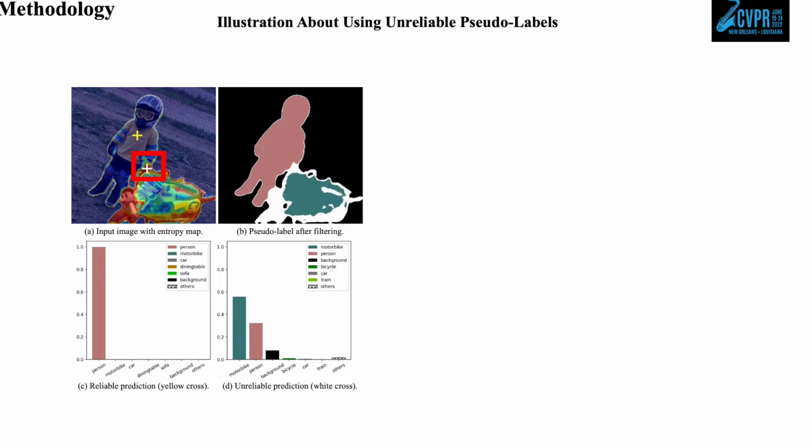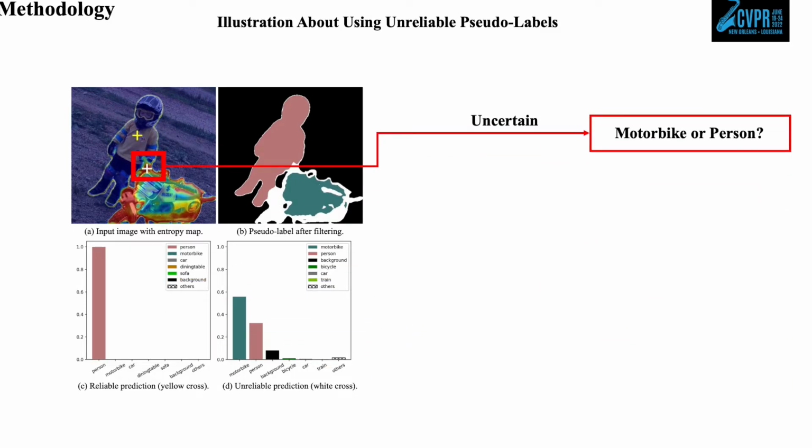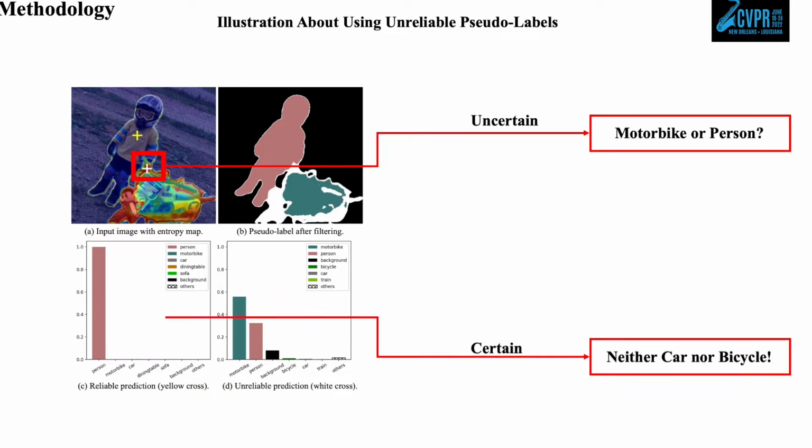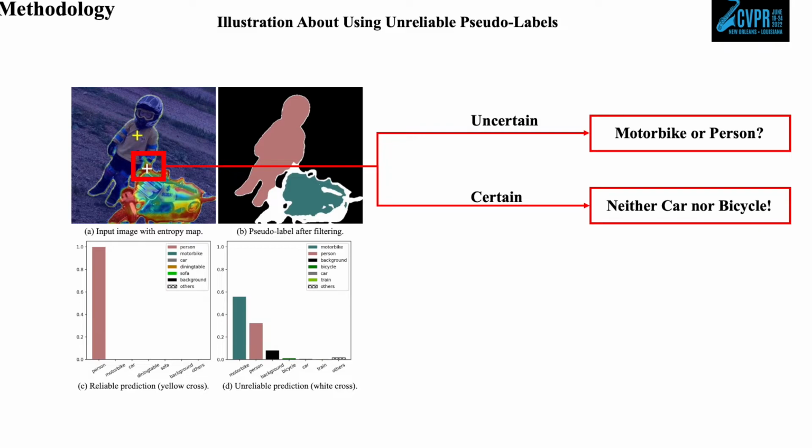In our paper, we propose an alternative way of using unreliable pseudo-labels. We call our framework U2PL. First, we observe that an unreliable prediction usually gets confused among only a few classes instead of all classes. Taking this figure as an instance, the pixel with the white cross receives similar probabilities on class motorbike and person, but the model is pretty sure that this pixel does not belong to class car and train. Based on this observation, we reconsider the confusing pixels as negative samples to those unlikely categories.